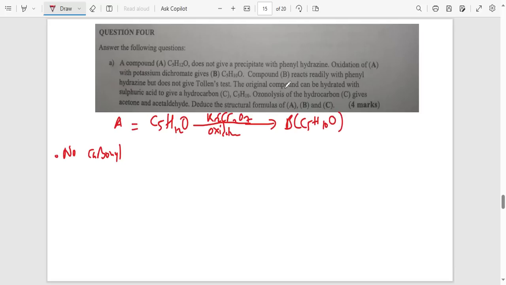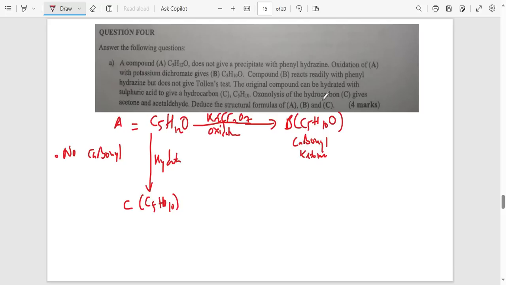C5H10O. Compound B reacts readily with phenyl. That statement means that this one has a carbonyl group, but does not give a Tollens test. Tollens test is positive for aldehydes, meaning that this is a ketone. The original compound can be hydrated with sulfuric acid to give a hydrocarbon C. So dehydration of this one, we are removing water, we can get C, which is having the formula C5H10.